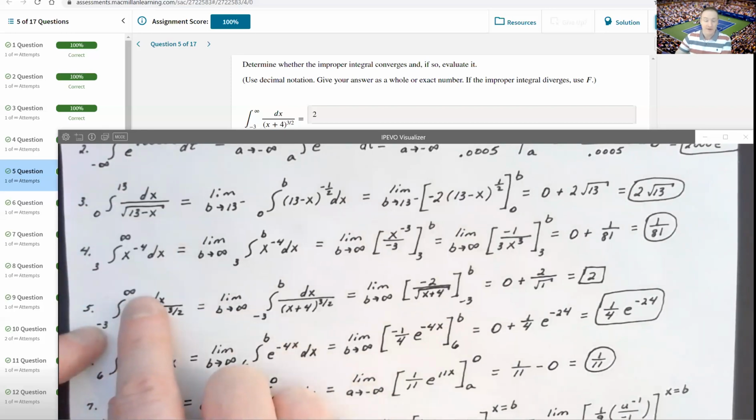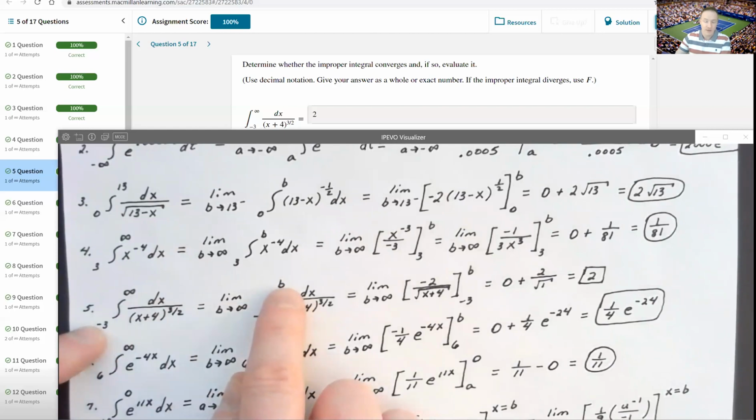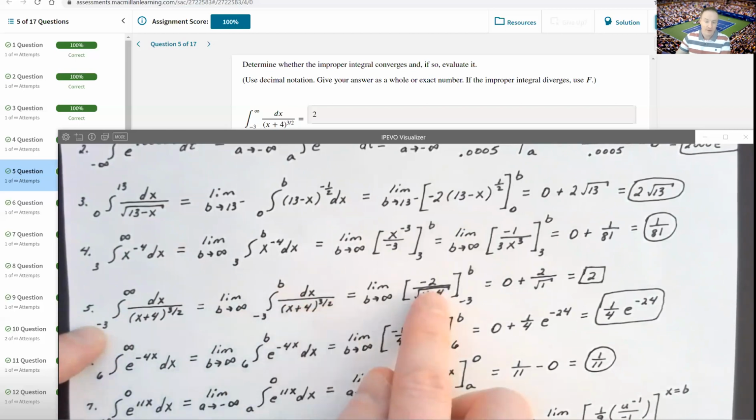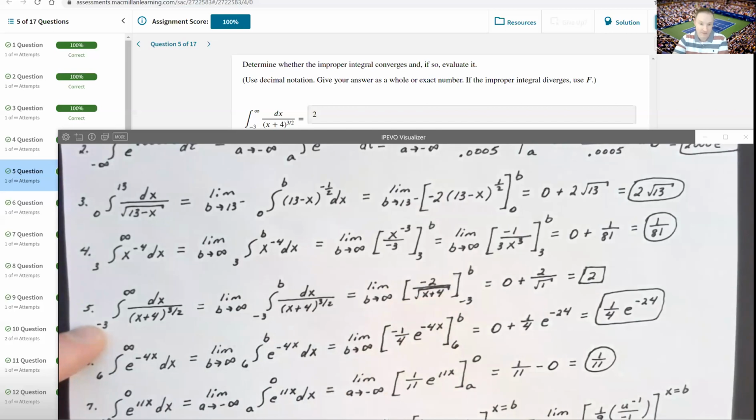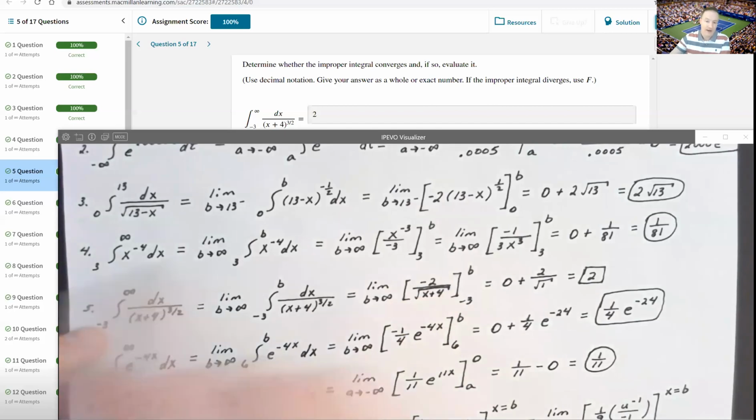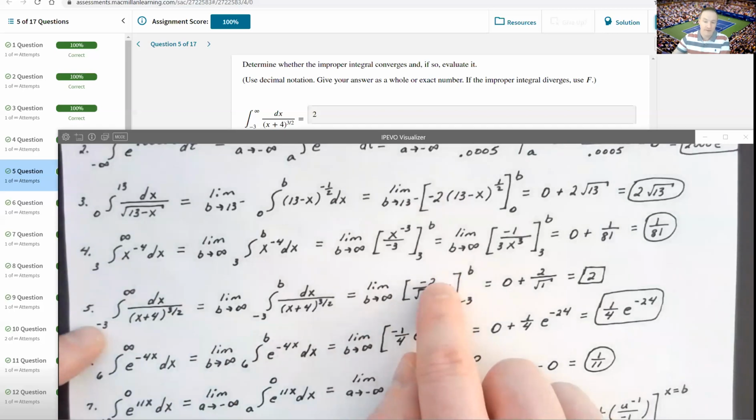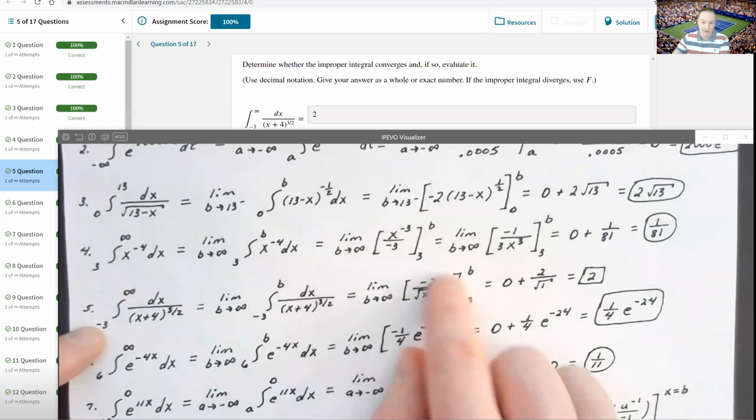So for number 5, I just need to replace the upper limit with the limit as b approaches infinity, and I'll put a b in that place. And I could have gone ahead and put x plus 4 to the negative 3 over 2 power here. And then when I would have integrated it, it would have been x plus 4 to the negative 1/2 power divided by negative 1/2. Well, if you divide by negative 1/2, you multiply by negative 2. And x plus 4 to the negative 1/2 means that you're going to have an x plus 4 inside of a square root in the denominator. So this is my integrated answer here.